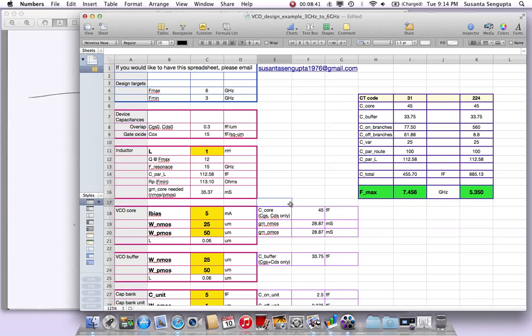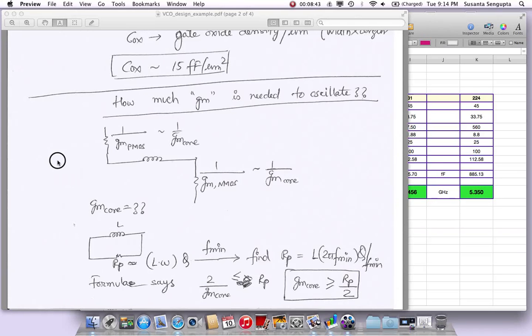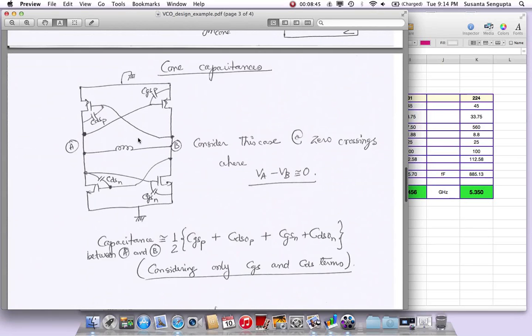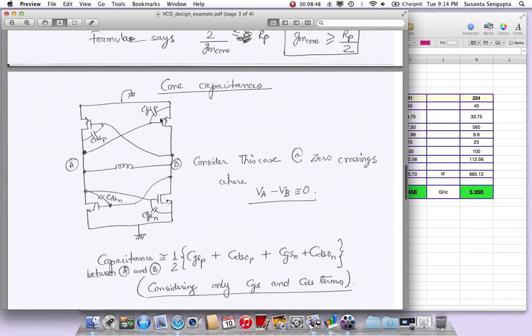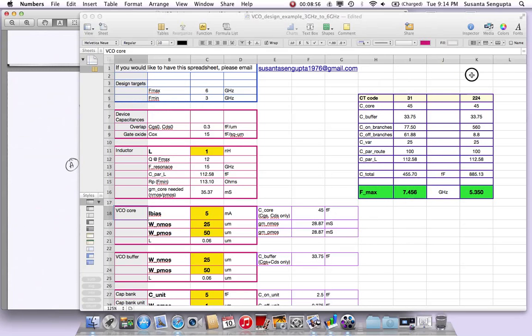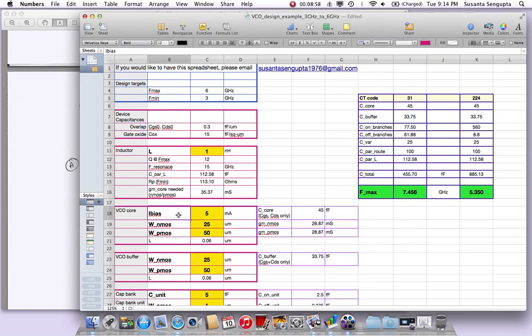Now that we have done the inductor, we come to the VCO core. So we're going to go and design this core. The core has the PMOS devices and the NMOS devices. How do we find the approximate value for W's and L's and also the bias current to get the GM? So I'm again making an assumption that the bias current coming from the top is 5 milliamp. Again, this is an assumption, it's a variable, you can change it.